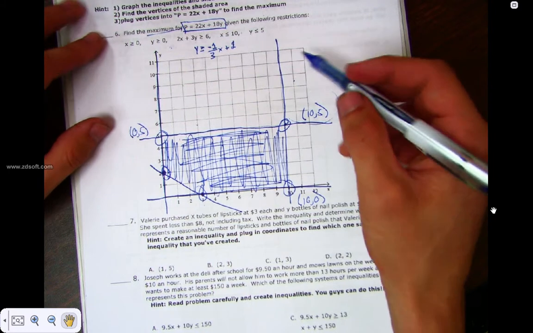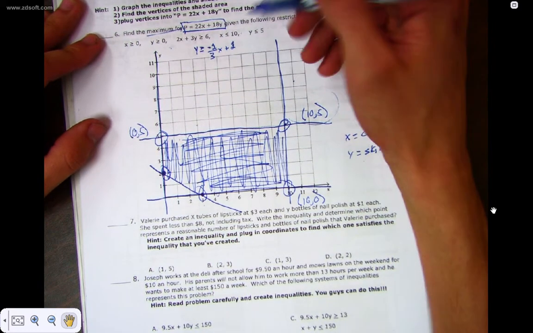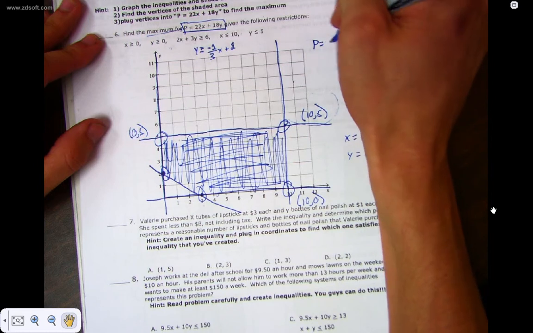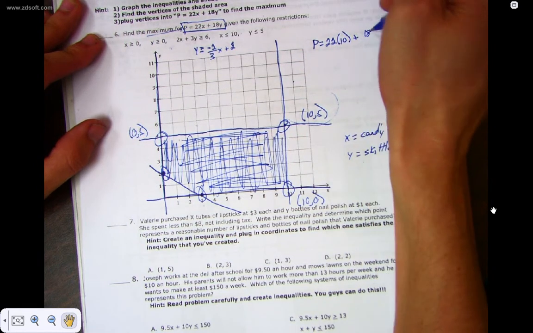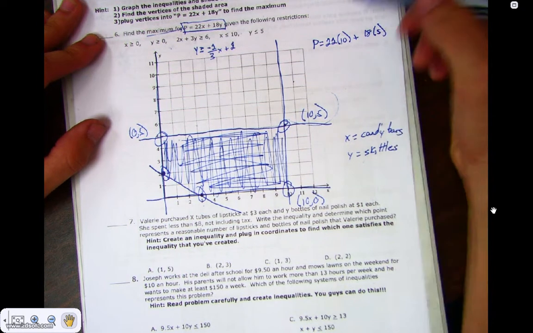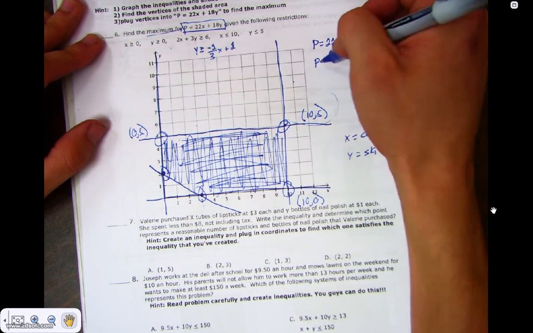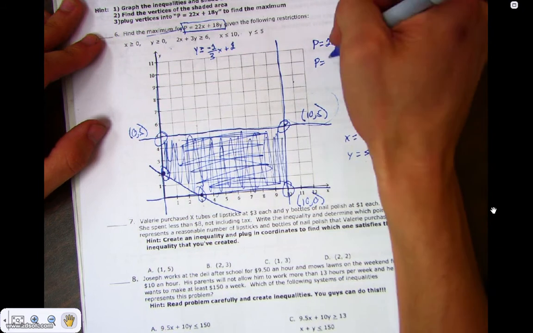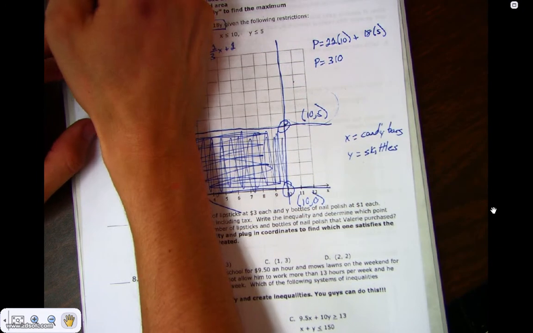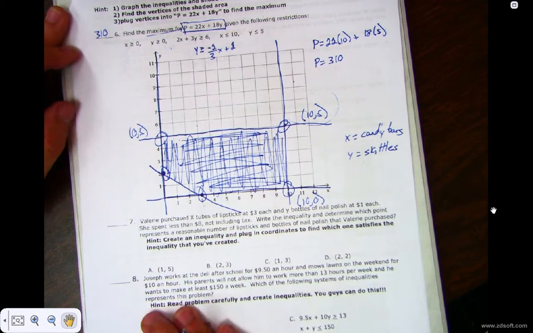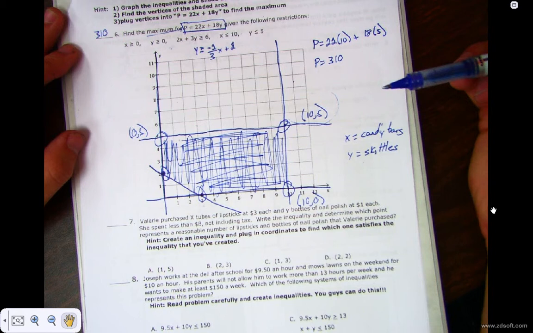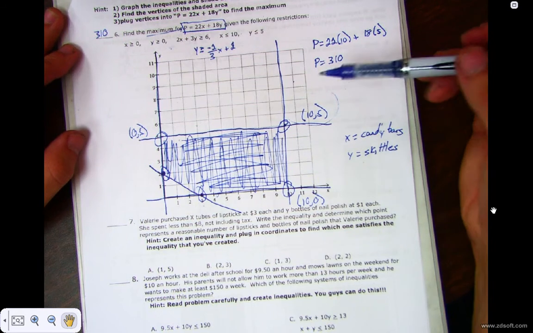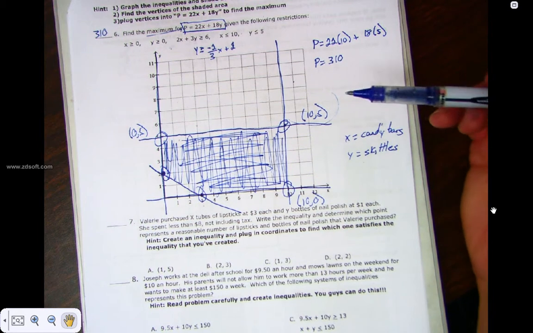So let's go ahead and find out. If I plug this point into this equation, what I'm going to get is P equals 22 times 10 plus 18 times 5. So I've got P equals 220 plus 90, which is 310. So my final answer is 310. If we wanted to check that, we could take all of these vertices and plug them into this equation and see which one gives us the biggest number. But I figured I'd just take the shortcut and pick the top right one, just for the sake of time.